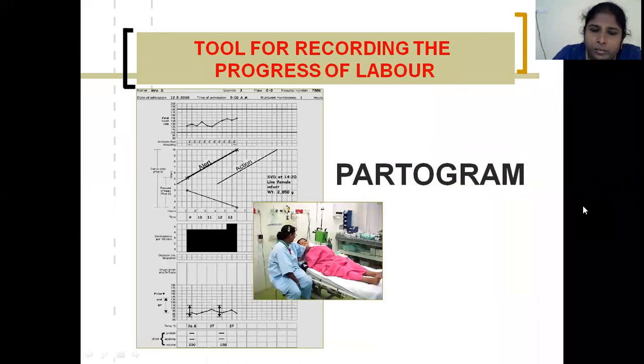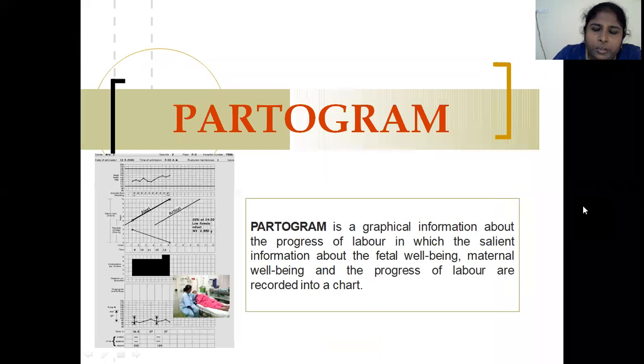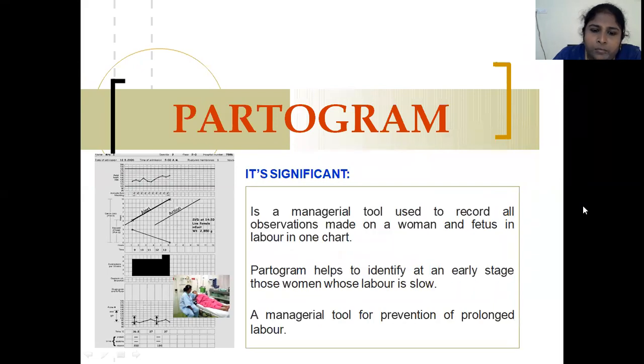Next, the partogram is graphical information about the progress of labor, in which the salient information about fetal well-being, maternal well-being, and the progress of labor are recorded in a chart. Why is it significant? It is a managerial tool used to record all the observations made on the woman and the fetus in labor in one chart.